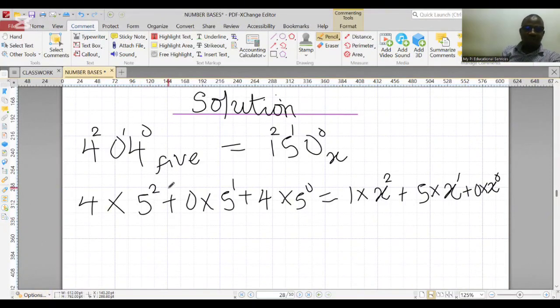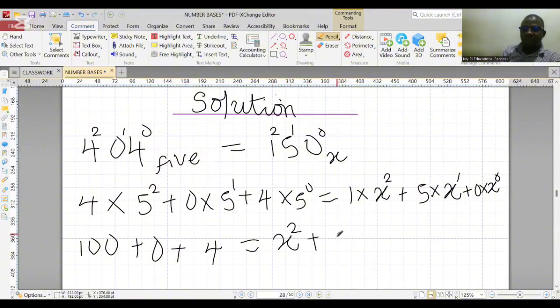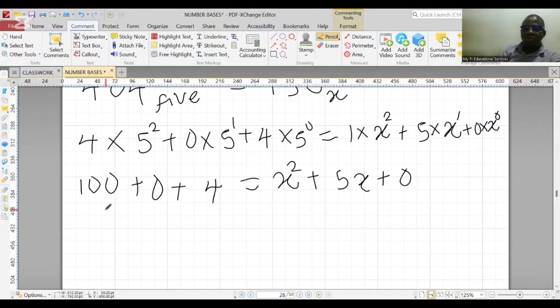Of course, 5 squared is 25, then multiplied by 4, that will give you 100, plus 5 raised to the power of 1 is 5, multiplied by 0 will give you 0, plus 5 raised to the power of 0 is 1 multiplied by 4, that will give you 4, equals x squared plus 5x, then plus 0. 100 plus 0 plus 4 will give you 104, equals x squared plus 5x.